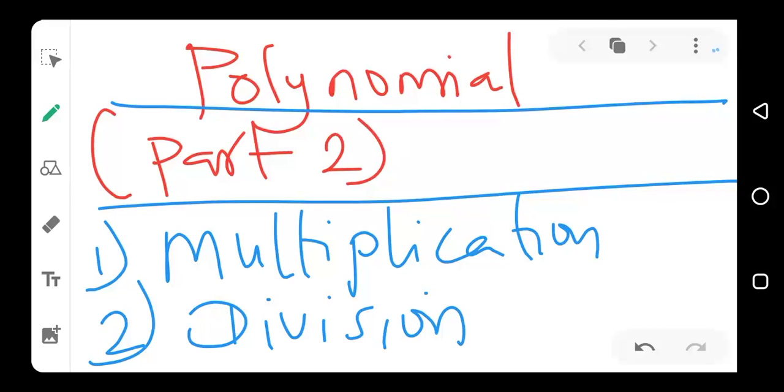Today we have polynomials and we are going to talk about multiplication and division of polynomials. In the previous class, we introduced the concept of polynomials and also talked about addition and subtraction of polynomials. So let's go straight to multiplication and division of polynomials.